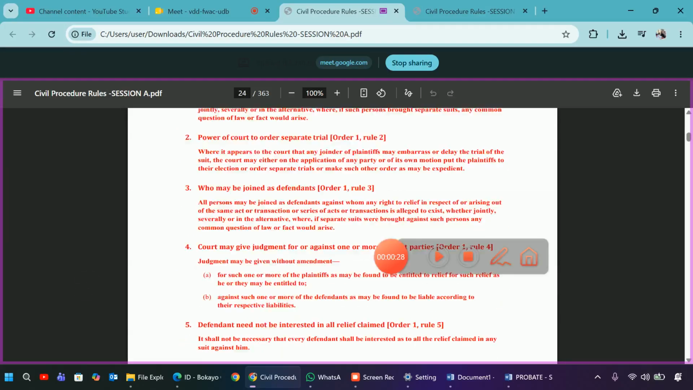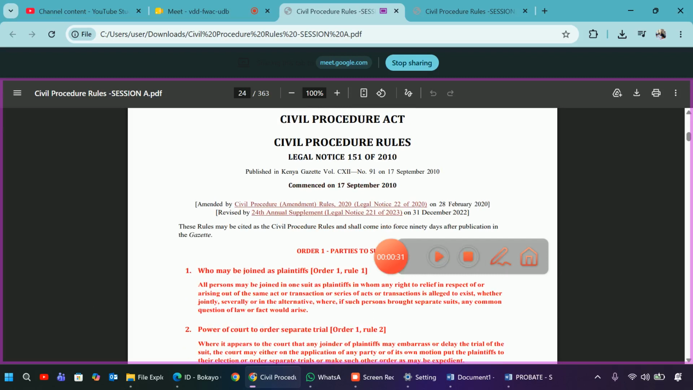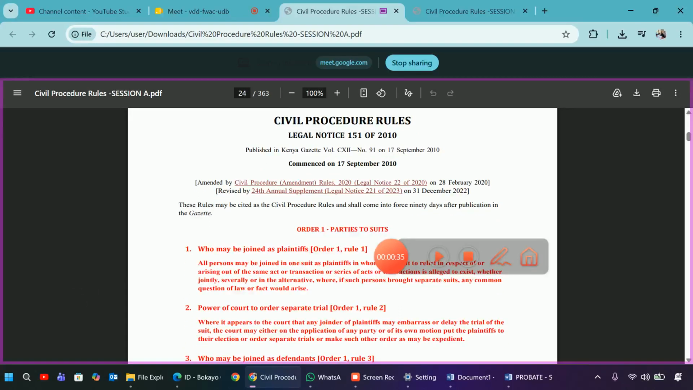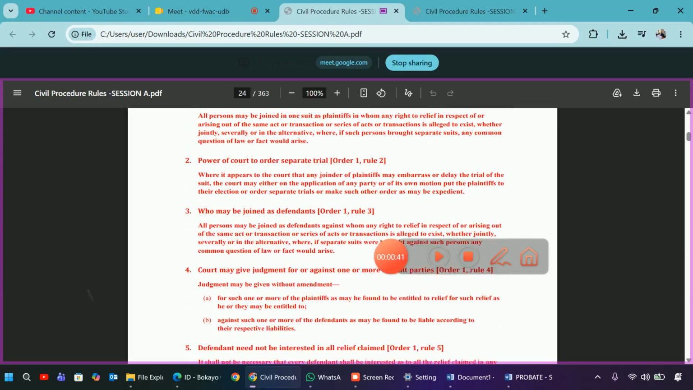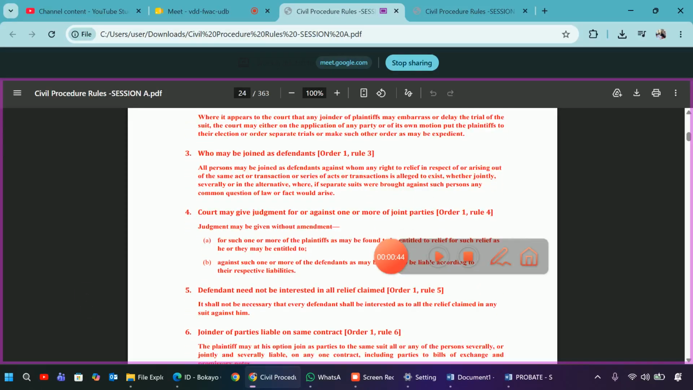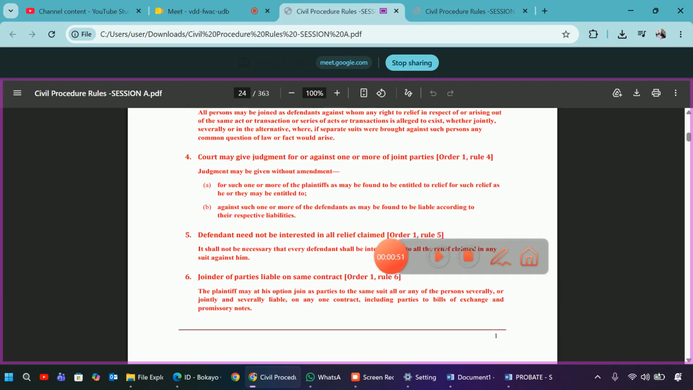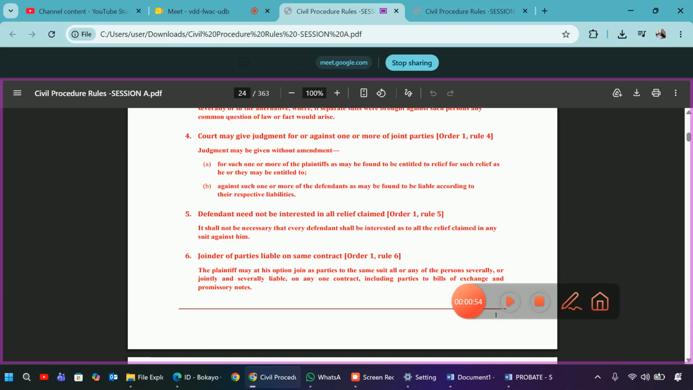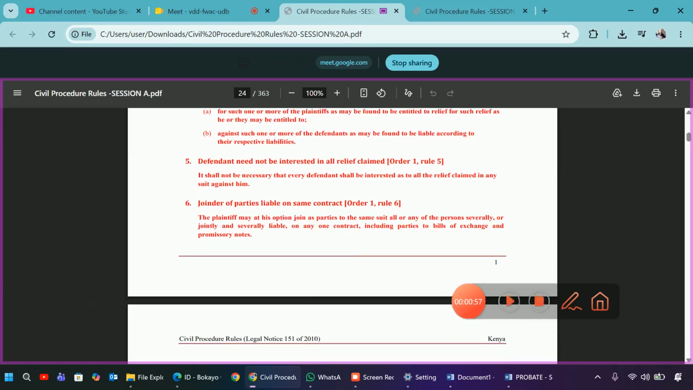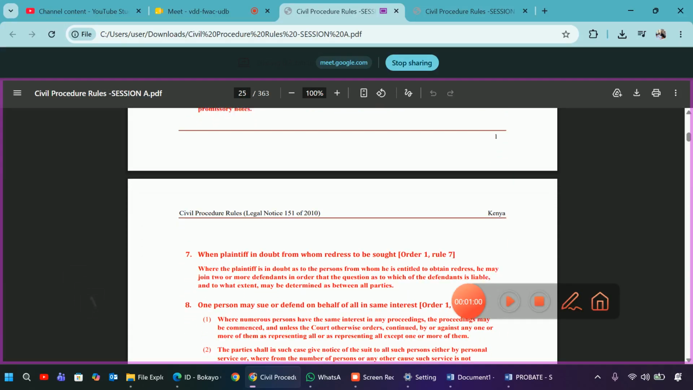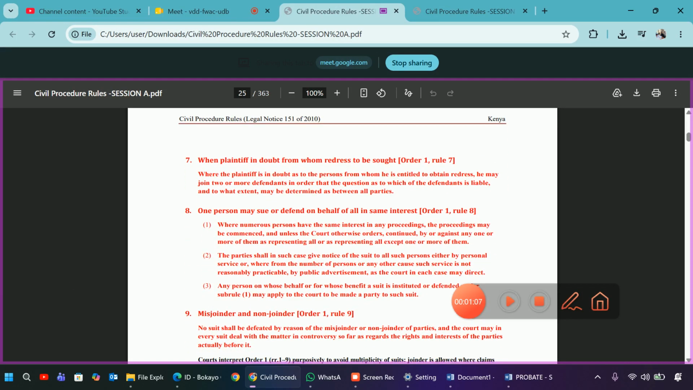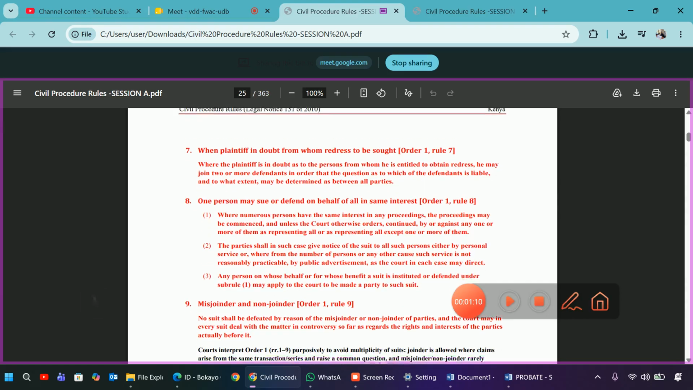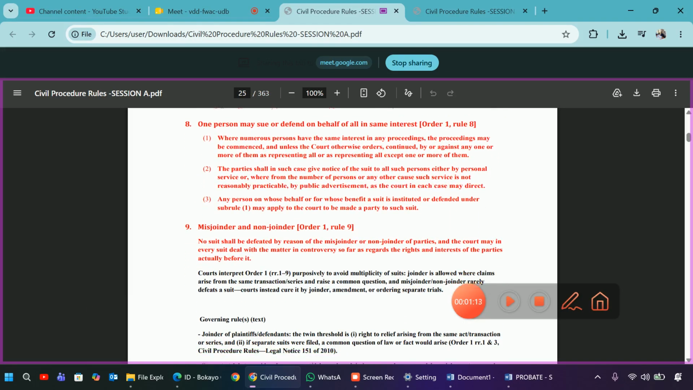So basically that is the preliminary pages. I decided to combine Order 1, which generally talks on parties to suits: who may be joined as plaintiffs, power of court to order separate trial, who may be joined as defendants, and that court may give a judgment for or against one or more of joint parties. Then we have defendants need not be interested in all the relief claimed, joinder of parties liable on the same contract, when plaintiff is in doubt from whom redress is to be sought, then Rule 8, one person may sue or defend on behalf of all in the same interest, then Rule 9, we have misjoinder and non-joinder.